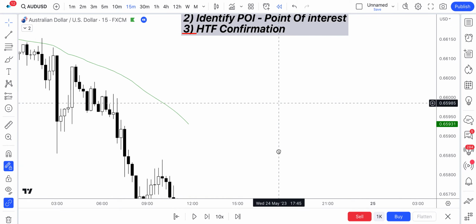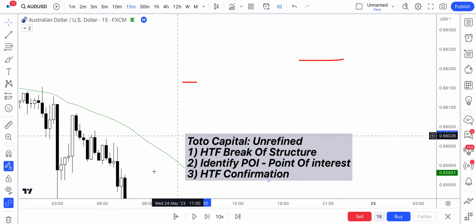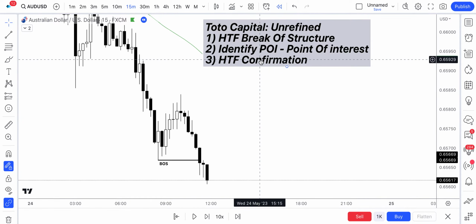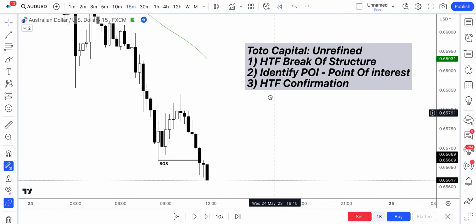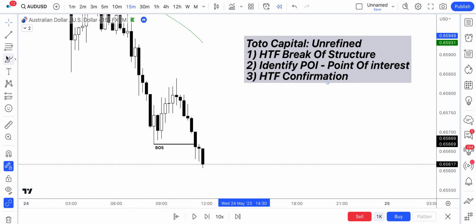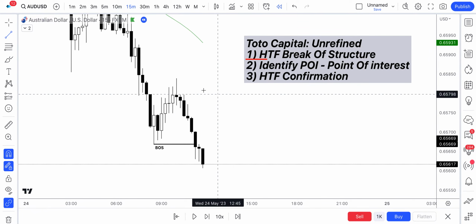Okay, let's just get the rules here for you guys. We've broke structure to the downside on our higher time frame. So number 1, that's ticked off, right? In this example, this is AUD USD on the 15-minute time frame. So structure, it doesn't matter what time frame you're using, price always reacts the same. Okay? Once we've identified a strong break of structure, we can mark on our guarded high.